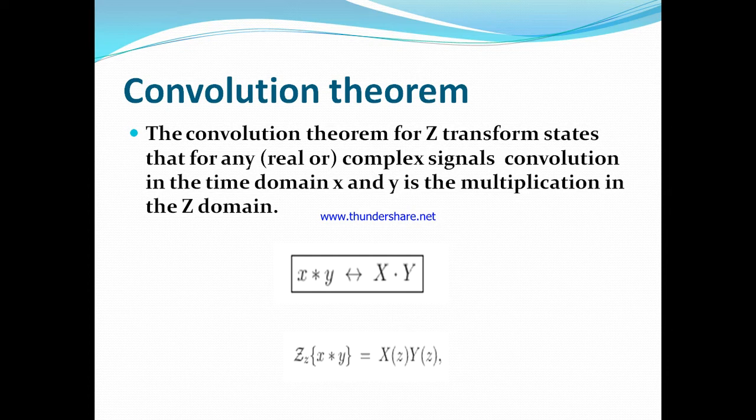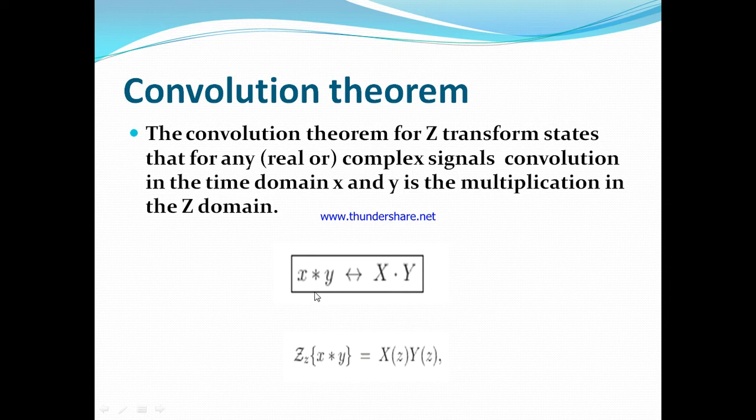So for example, we have the signals x and y. Its convolution is the multiplication of its respective Z domain signals. Okay. So x convolution y tends to X into Y. So here X is the Z transform of x and Y is the Z transform of y.